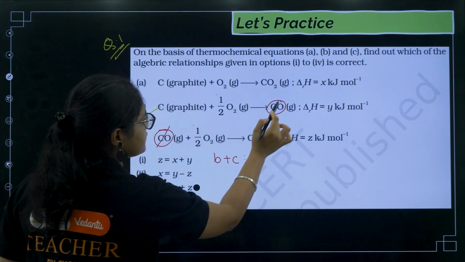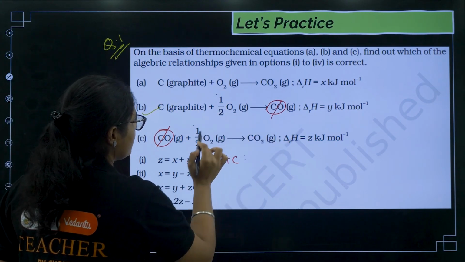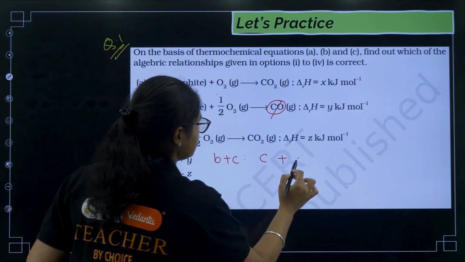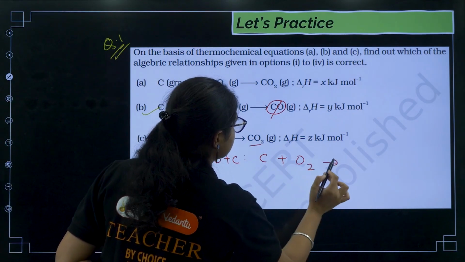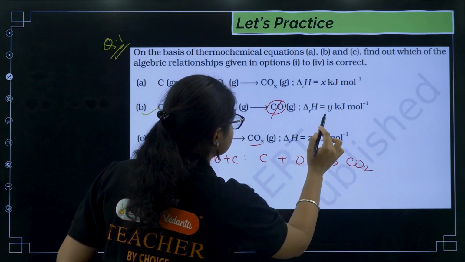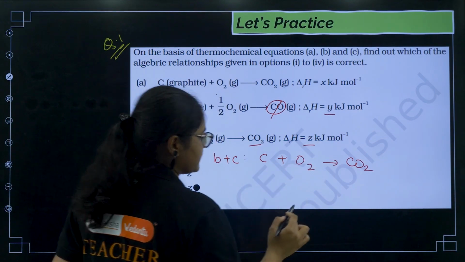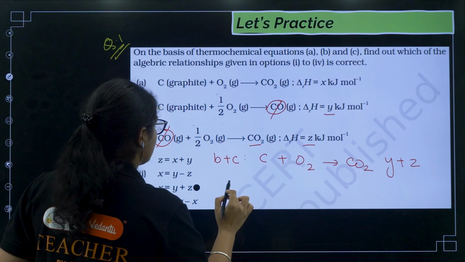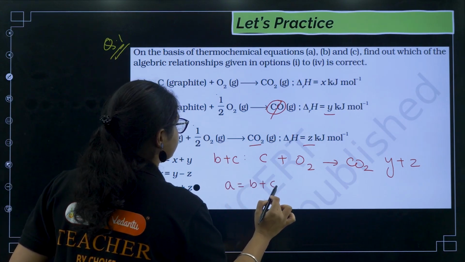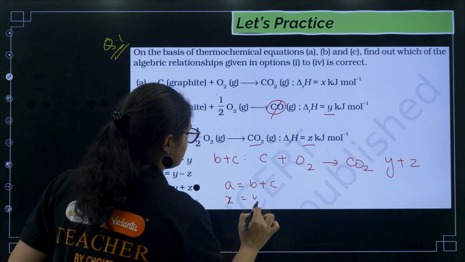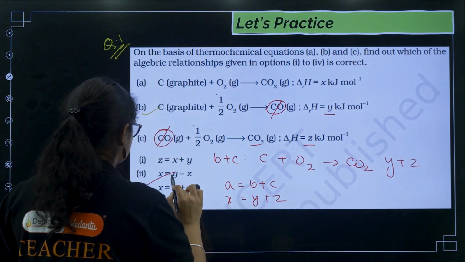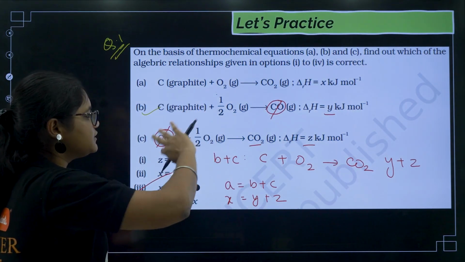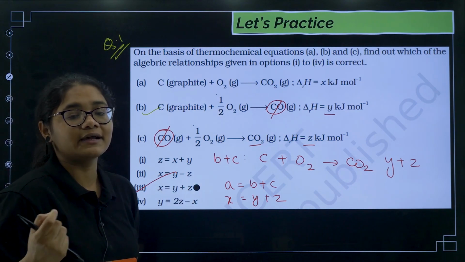what will I get? CO will get cancelled, right? Half O2 plus half O2 will become 1 O2, so I will get C plus O2, and on this side I have CO2, right? Now this will be equal to Y plus Z, since you have added B plus C. So I can say that reaction A is equal to B plus C, so X is equal to Y plus Z. So the correct answer for this question will be option number 3. You just have to find out which two reactions you can add to get the correct answer.